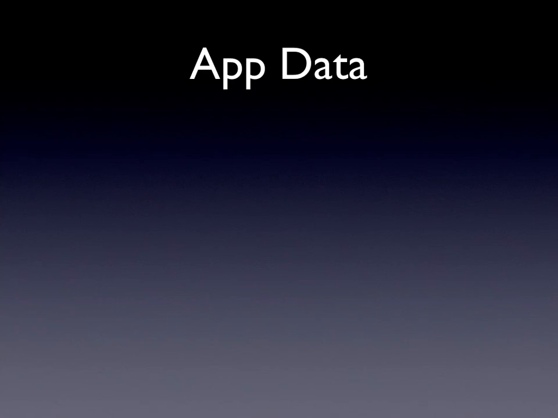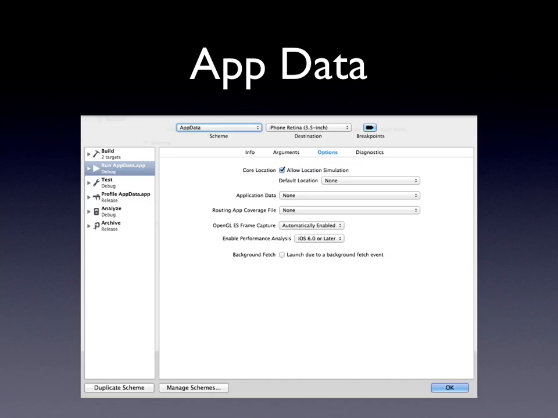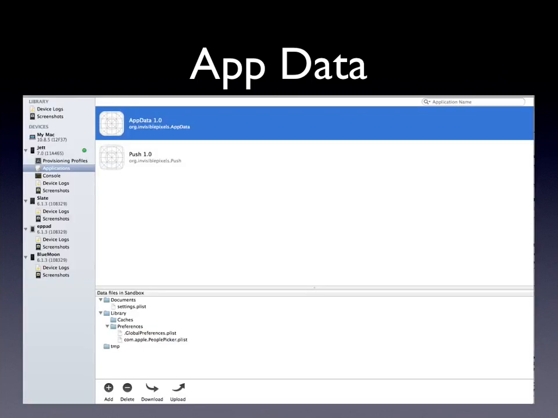Of course, the first way is you just run your app each time and manually type in everything you want to change. Bugger that. If you have a look at the scheme, there's an option there called application data, and this is what we want to tell it about. But before we can use it, we actually have to create the data to use. Now, in order to do that, you have to run your app on a real device.